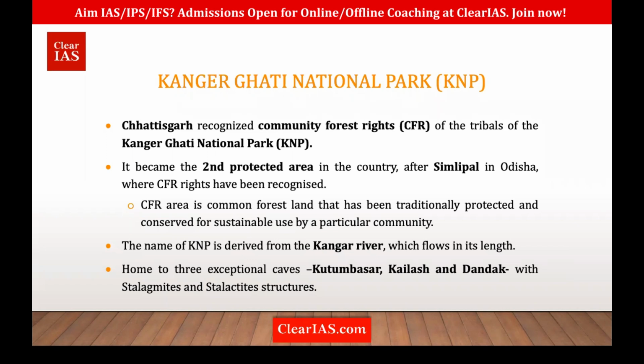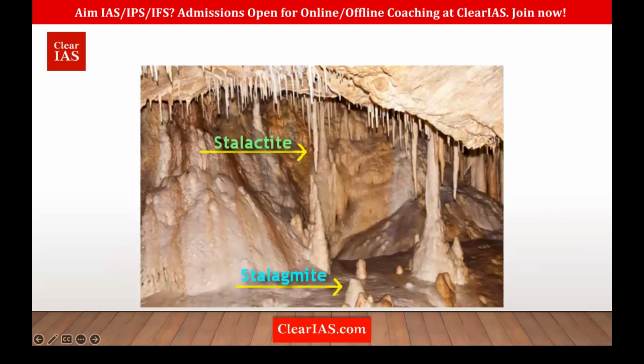So these caves, Kudumbasar, Kailash, and Dantak in Kangarghati National Park have stalactites and stalagmites. So you can see here, water drops, takes all the limestone and it drops. So when it deposits on the bottom, it is called stalagmite. And on top, we have the stalactite. And when they join together, we have these pillars. And this whole system is called a karst cave. Okay. So it's a karst topography or limestone topography, and this is called a karst cave. Karst, karst. Okay. So we have both stalactites and stalagmites. Clear? So this is also found in Kangarghati National Park.